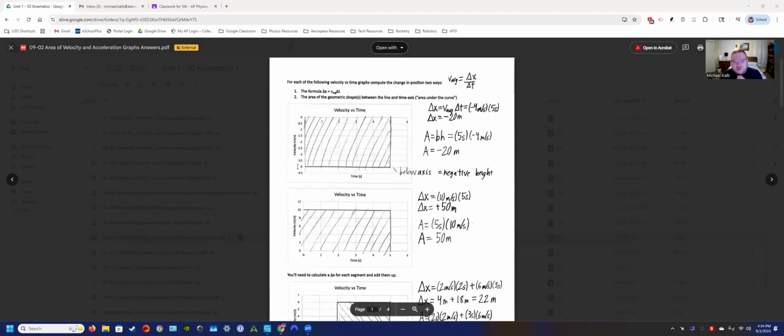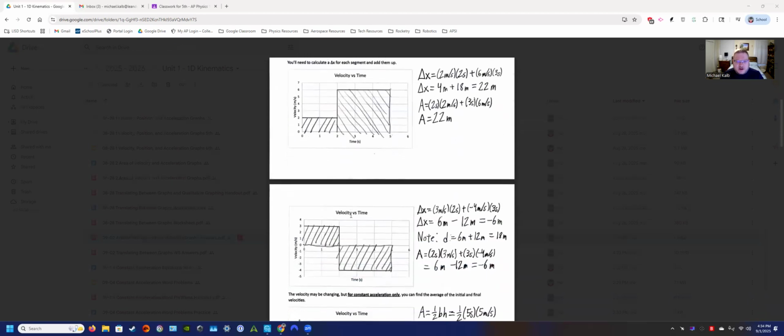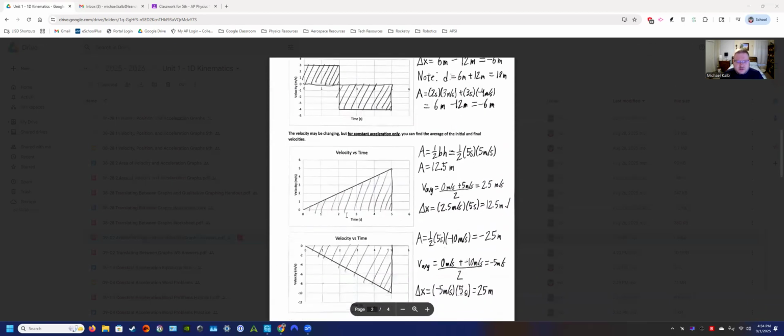All right, so all of these were constant velocity problems, but this also works if you have constant acceleration. So here the velocities may be changing, but, and this is real important, for constant acceleration only, you can find the average velocity with the average of the initial and final velocities.